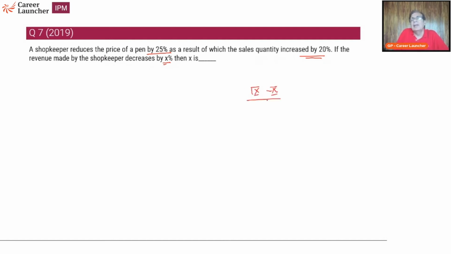And in your sessions with us, you would have also done the concept of successive increments. You can apply it. Or you can say, let me assume the price of the pen to be equal to 100 rupees and solve further. Whichever way you want to do it, it can be done. So now we have questions 1, 2, 6, and 7, 4 questions already done. I am almost sure of clearing the cutoff now.